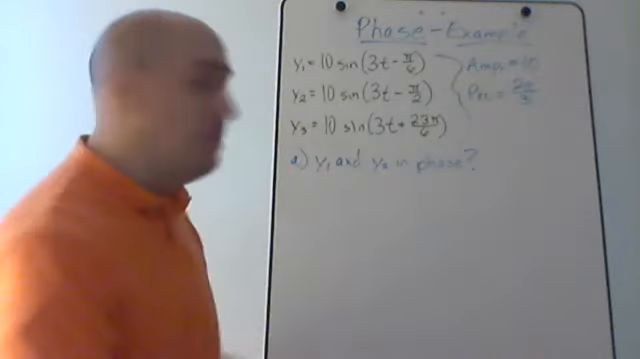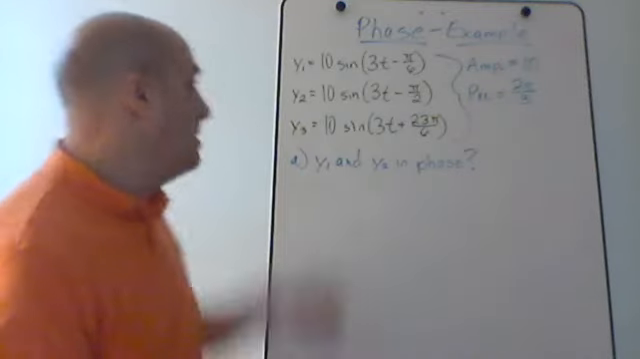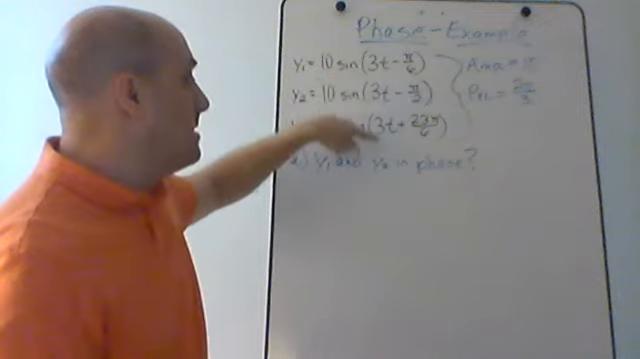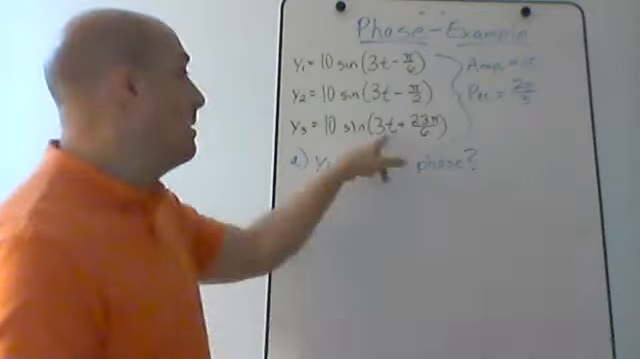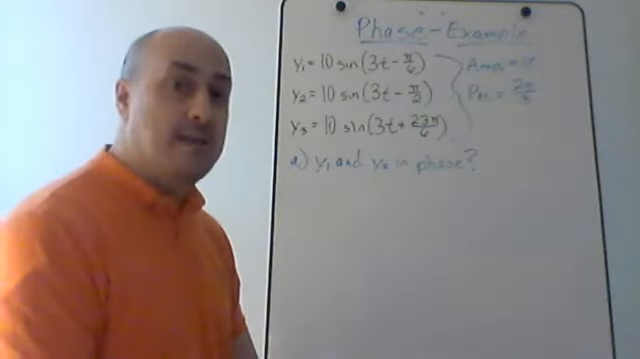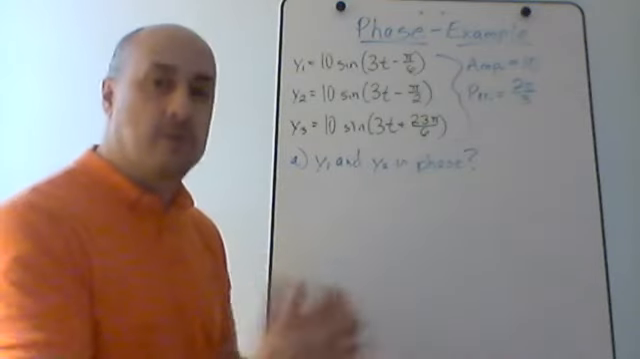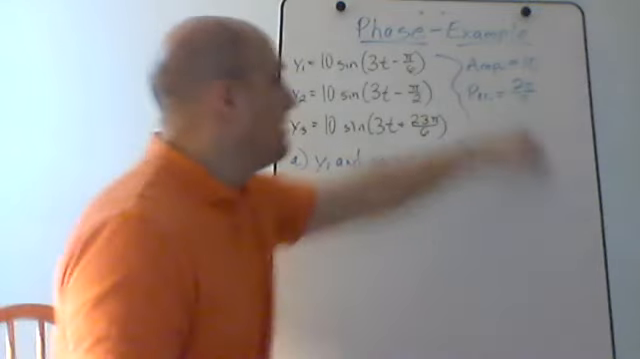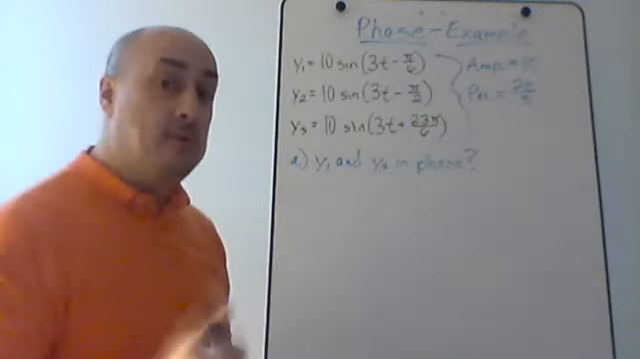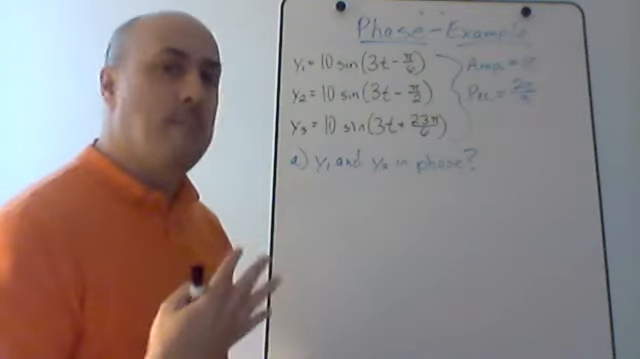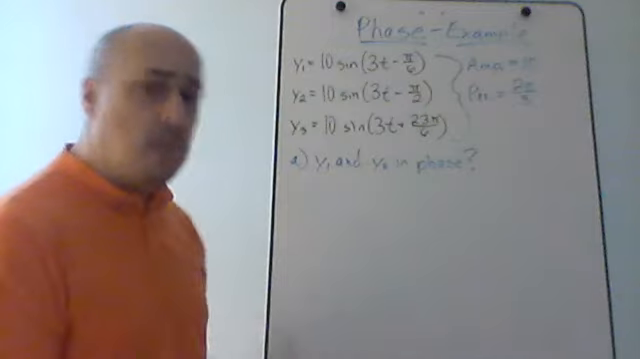Where I got that from, if you go back to the videos that I did on the graphs of sine functions, the number multiplying the variable, which in all of these is a 3, the period is 2 pi divided by that number. Normally the period of the sine function is 2 pi, but if there's a number multiplying the variable, that 2 pi gets divided by that number to make the new period. So the period of each one of these is 2 pi over 3. Since all three of these curves have the same amplitude and the same period, there's a chance that they might all be in phase, or maybe two of them are in phase and the other one's out of phase. So that's what we're going to check here.